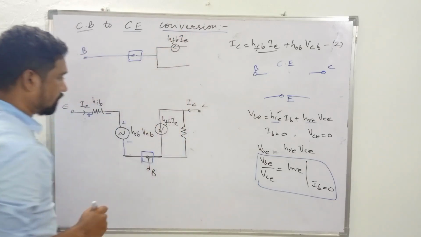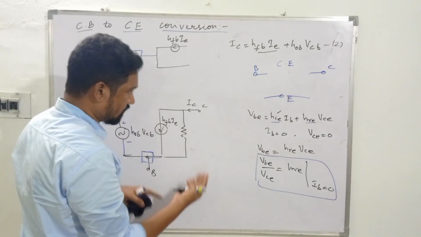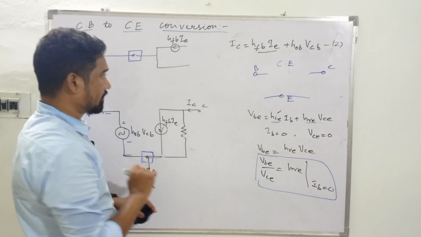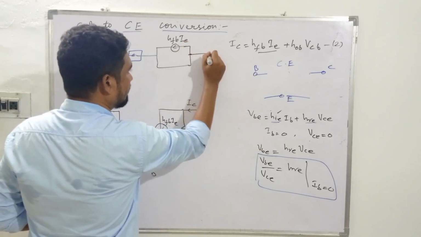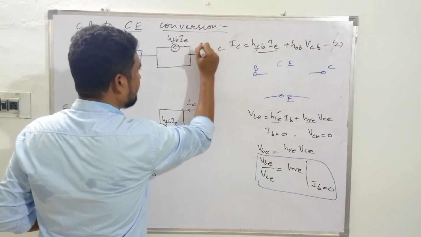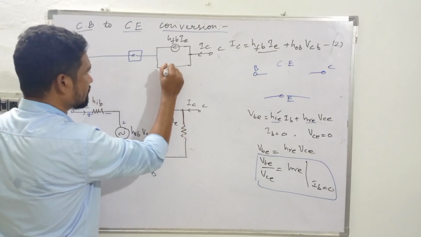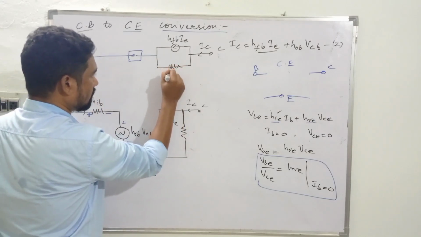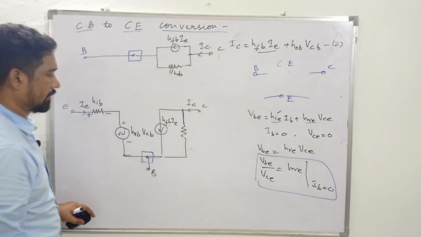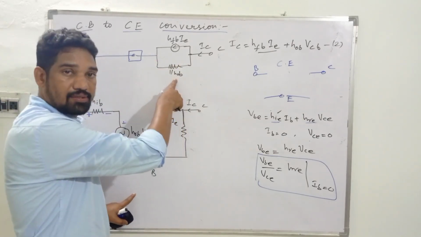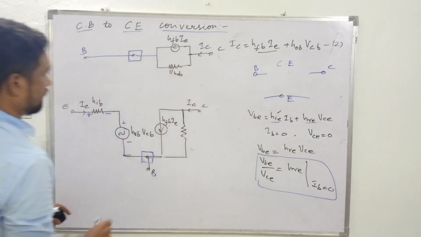HFB IE. Don't get confused with the suffix, that does matter. Why? Because we are trying to express something in terms of something. And this junction is the collector, and we have IC. And what should be here? This one should appear, which is equal to 1 upon HOB. HOB is conductance, so we place a resistance which is the reciprocal of that conductance.